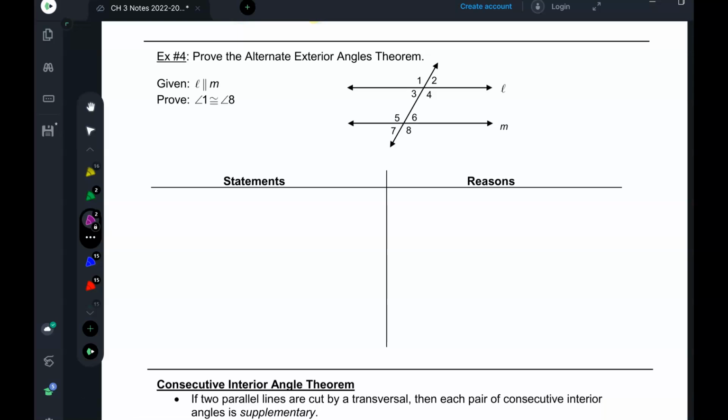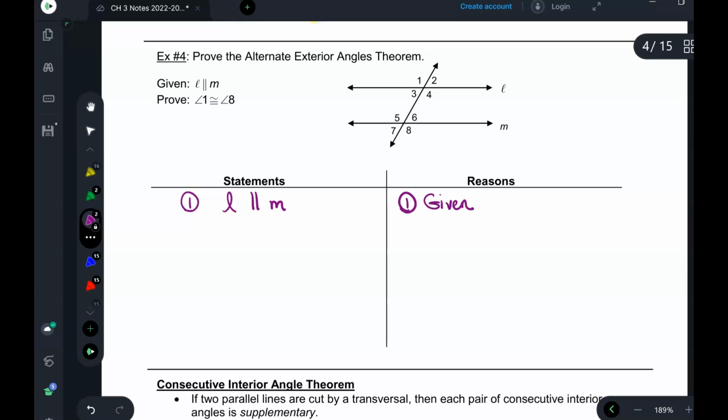Okay, let's prove the alternate exterior angles theorem. So what do I know? I am given line L is parallel to line M. So here I'm going to mark these. This time, what am I trying to prove? I'm trying to prove 1 is congruent to 8. Now, I cannot use the theorem to prove the theorem, but I can use corresponding angles postulate. And now I can also use alternate interior angles theorem if I want to. I think I'm going to stick with corresponding angles.